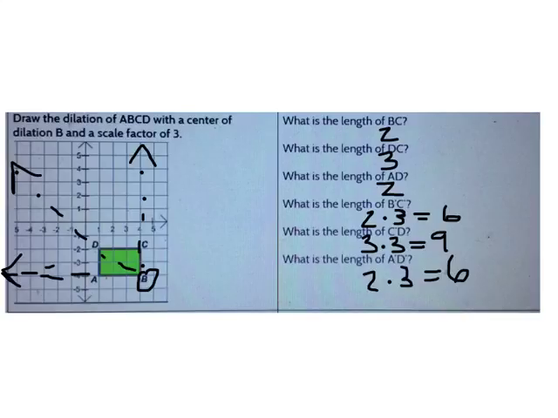So I can draw B prime C prime 6 units from B. 1, 2, 3, 4, 5, 6 to label C prime. I know that C prime D prime will be 9 units long. And I know that B prime A prime will also be 9 units long. I can connect my points to finish my dilated shape.